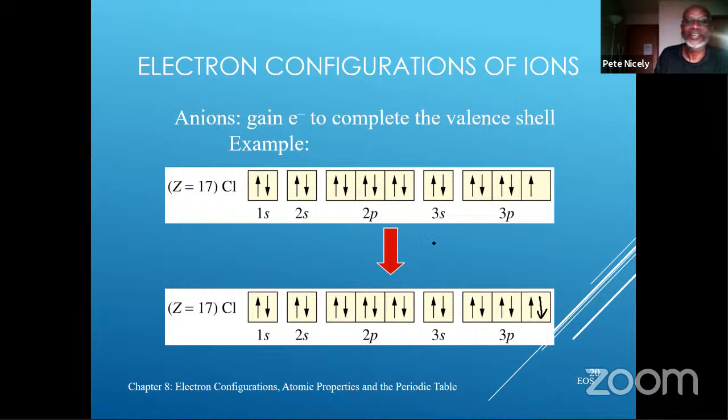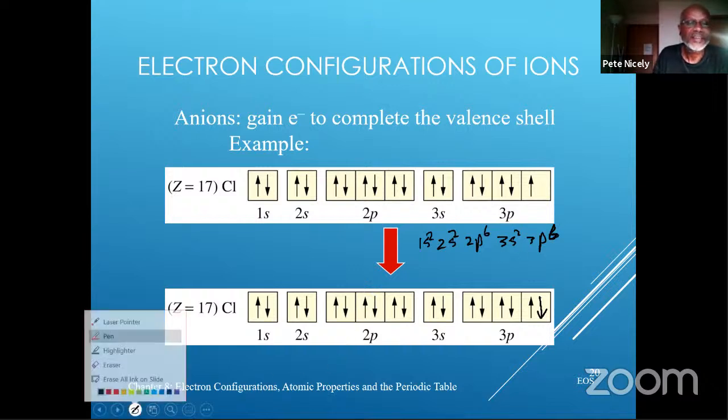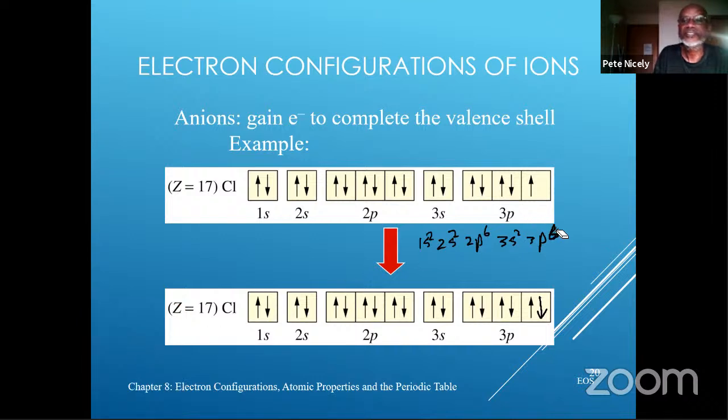So if I were to write it down using the spdf notation, for the atom, it's 1s2, 2s2, 2p6, 3s2, 3p6. In the case of the chloride ion, it's going to be, I'm sorry, this should be 3p5. My bad. Let me erase this here. Sorry. Okay, go back to this.